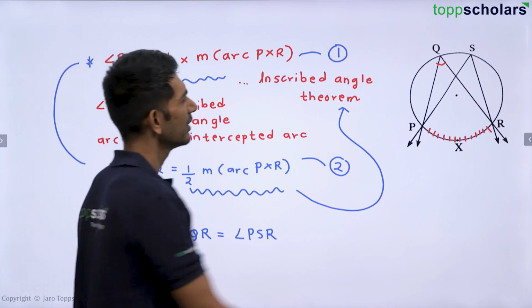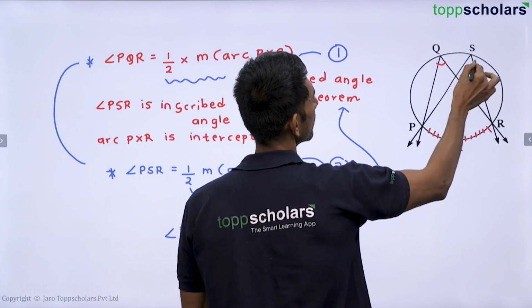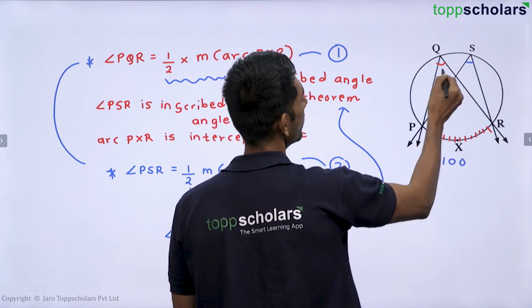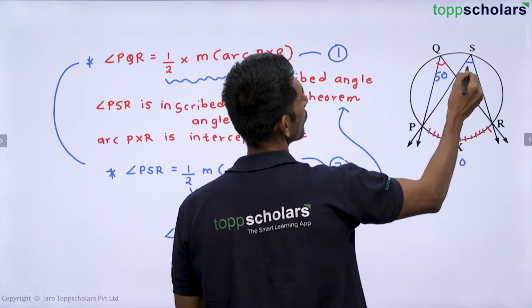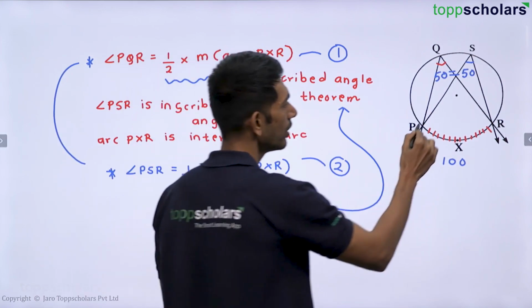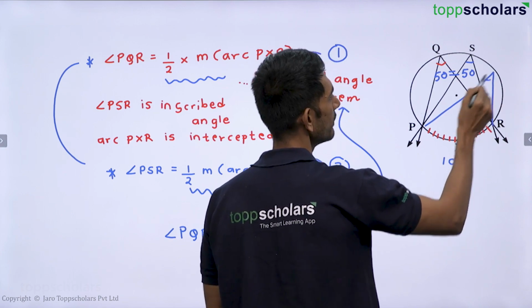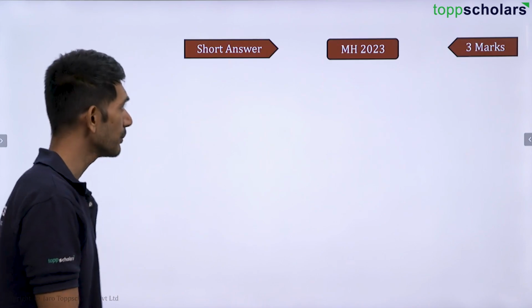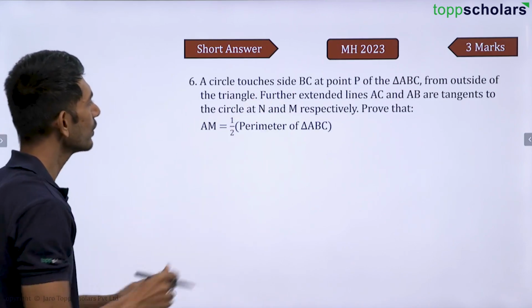Very simple. This is half of this. This is half of this. So both are equal. Even if I take an example, this is 100 suppose. This becomes 50. This also becomes 50. And they both become equal. Right? Even if you draw one more like this, this will be 50. This will be 50. And so on. Perfect. So let's have a look at a new question now.